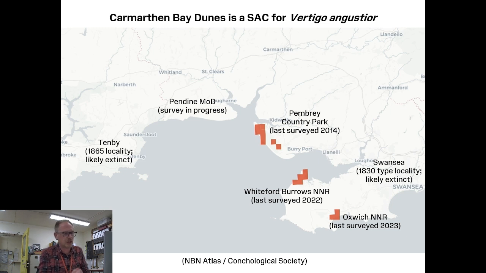So this species was described from Swansea by John Gwyn Jeffreys in 1830. As far as we know, it's extinct in that area. It has been searched for, but there's very little suitable habitat left, of course, because Swansea's there. It also lives in other places on the Gower Peninsula, an area of outstanding natural beauty, and in Carmarthenshire, where there are some magnificent sand dunes.